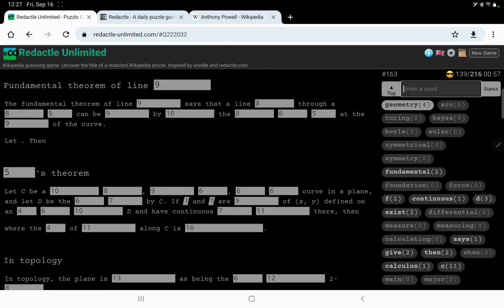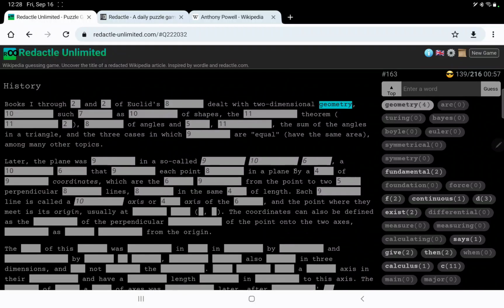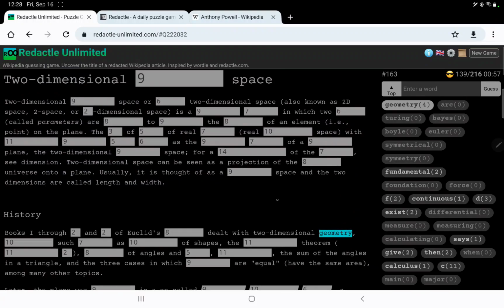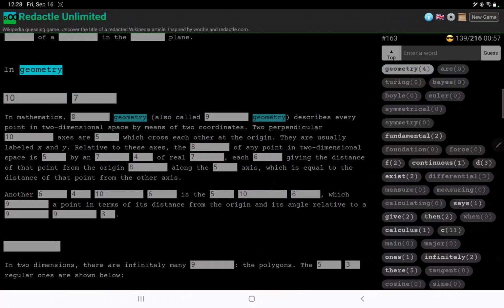Okay, I put in a few more words, starting with foundation, I think. And then I did match on fundamental theorem of line something. I then tried some other names and parts of maths. Finally, I realized I hadn't put in geometry itself. So it's two-dimensional geometry is in the history section. And then in geometry, 8 geometry, also called 9 geometry.